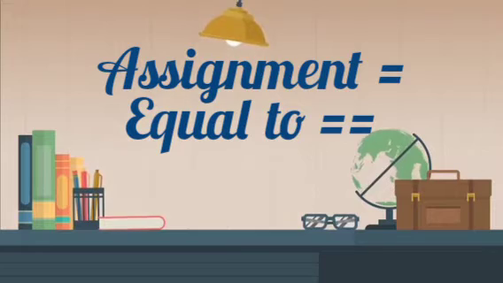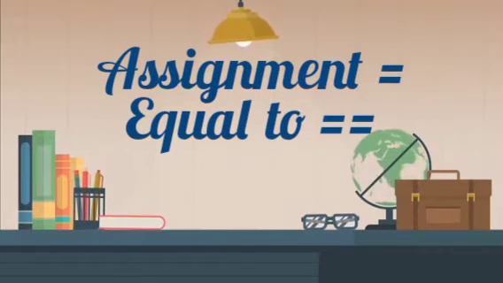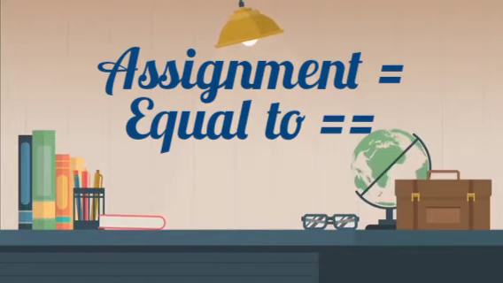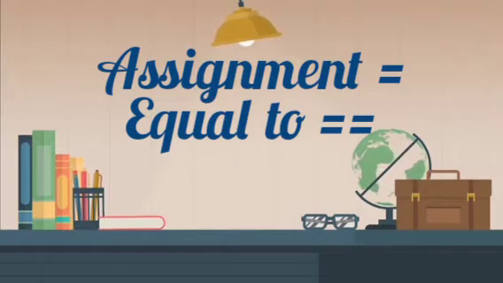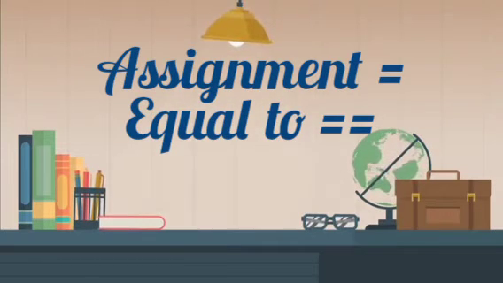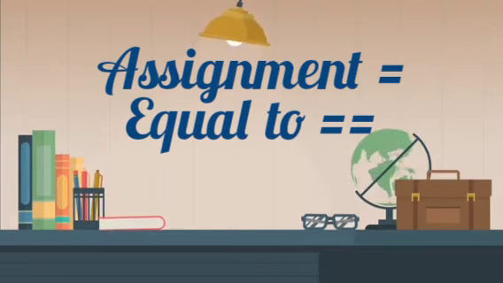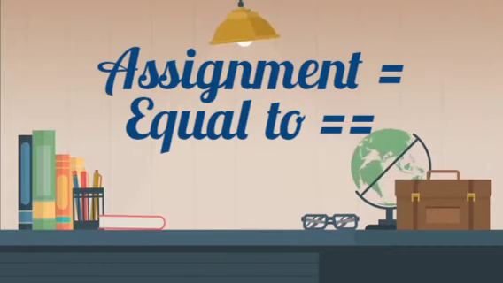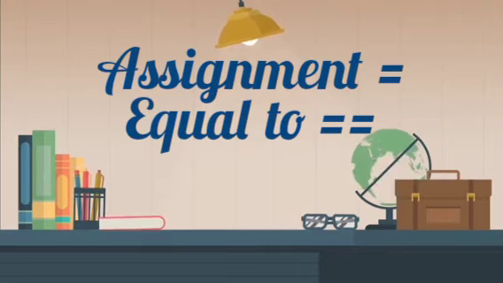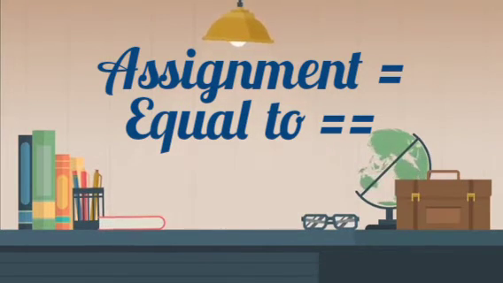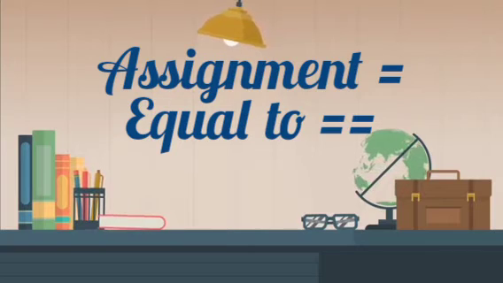Next, assignment. Assignment means storing a constant into a variable. Equal to sign is the assignment operator. That assignment operator is the equal to sign. There is another question: what is the difference between equal to and double equal to sign? Equal to sign means assignment operator, and double equals checks whether two numbers are equal or not.